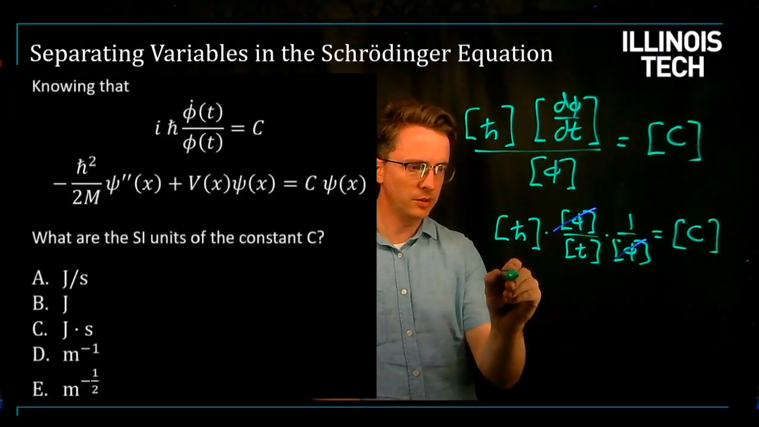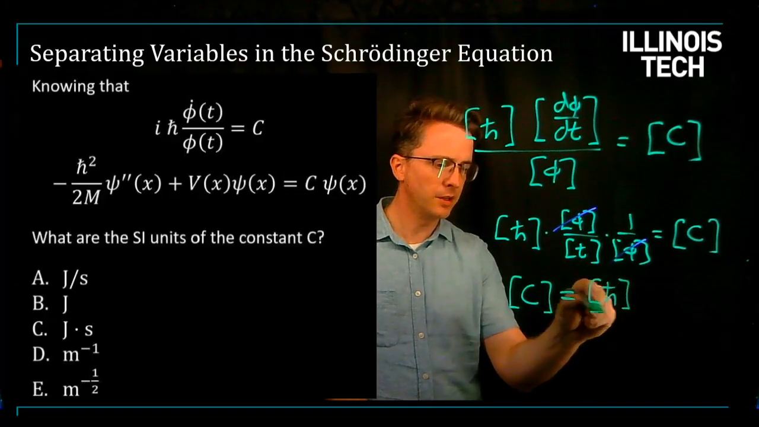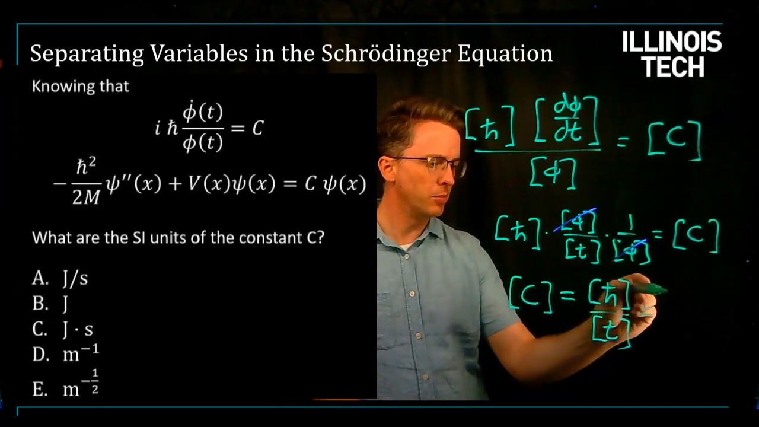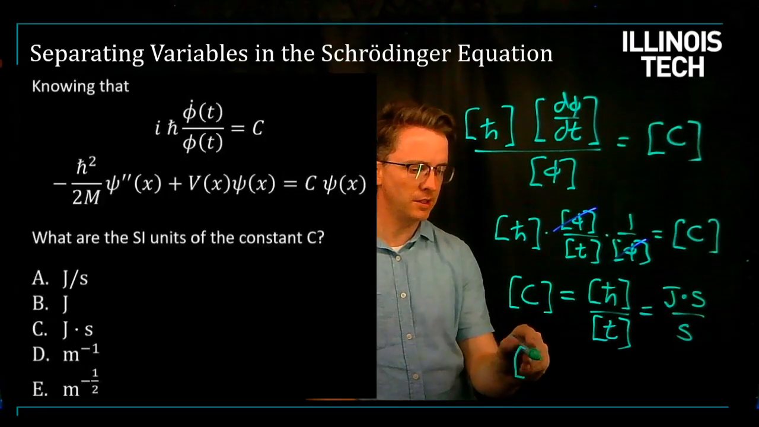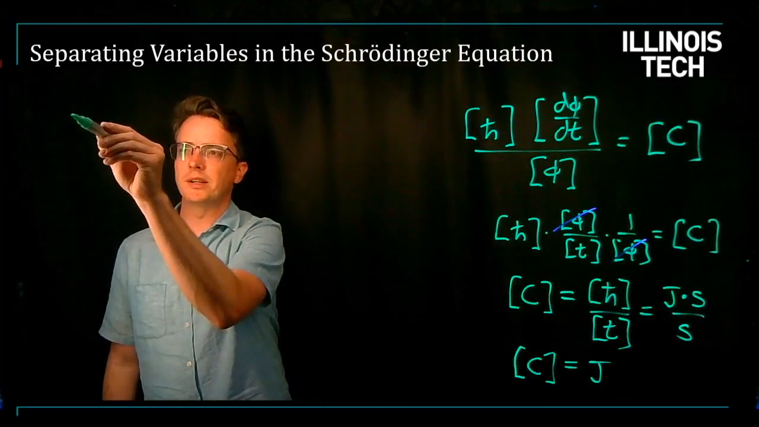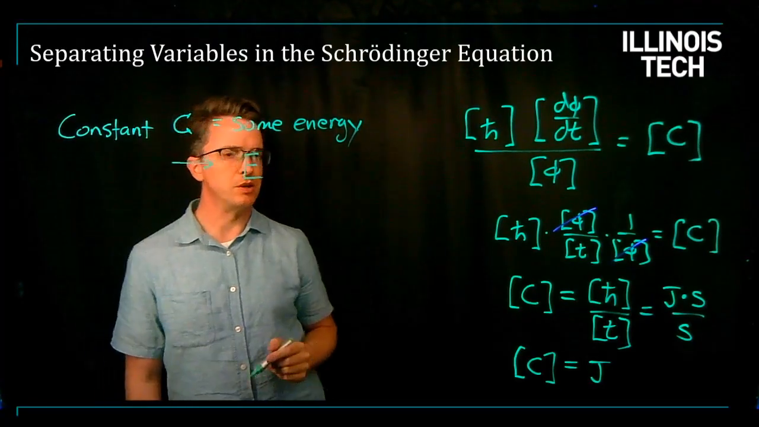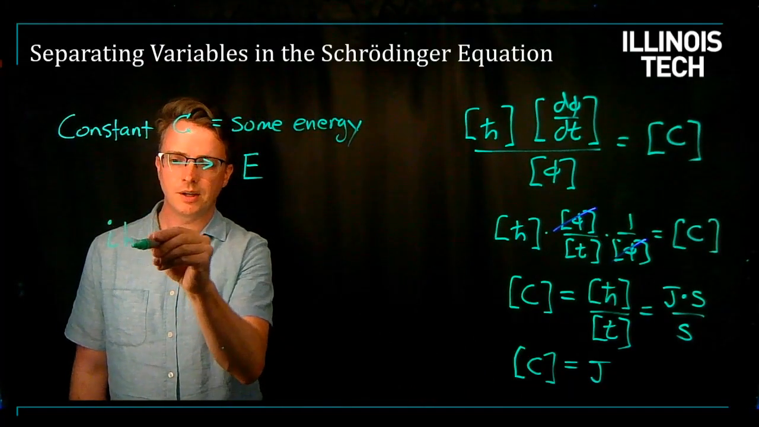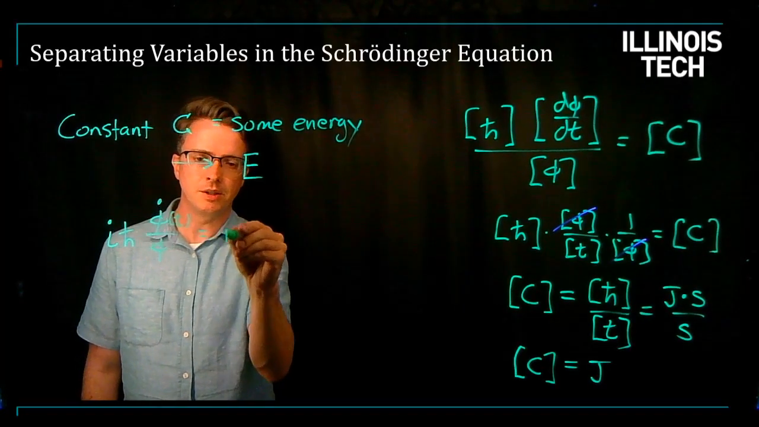And so I get the units of c are the units of h bar divided by the units of time. What are the units of h bar? It has units of angular momentum. That's joule seconds divided by seconds. So the units of c are joules. Right? So the constant c is going to be interpreted as some energy. Instead of c, let's call it E, because we know it has dimensions of energy, so it's some kind of energy. So that gives us these two equations, i h bar phi dot over phi is equal to E.